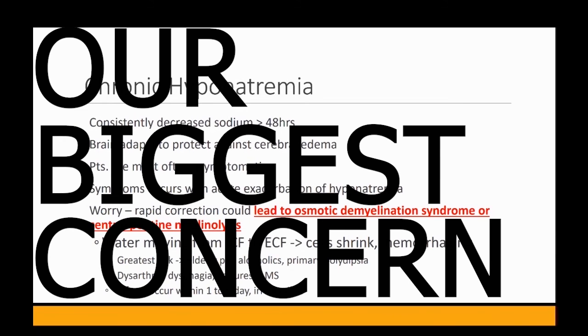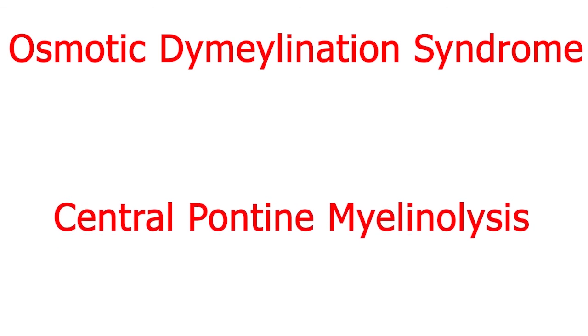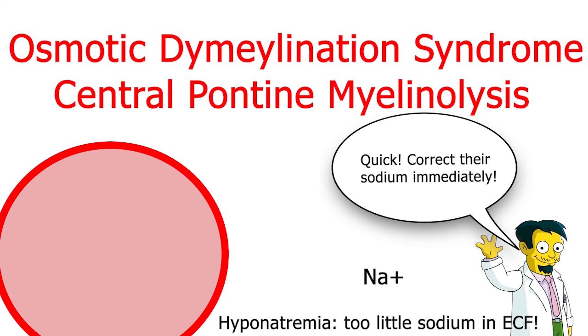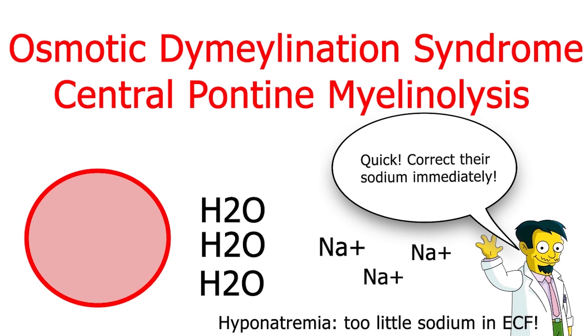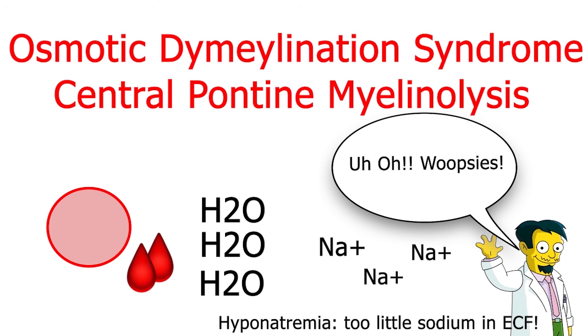But the biggest thing that we have to worry about when we're talking about treating hyponatremia is osmotic demyelination syndrome, or central pontine myelinolysis. Central pontine myelinolysis is a very severe complication of overcorrecting the sodium. When that happens too fast, those cells are going to shrink and they can hemorrhage. So that's a very important concept to understand, how the water moves in relation to the sodium concentration.